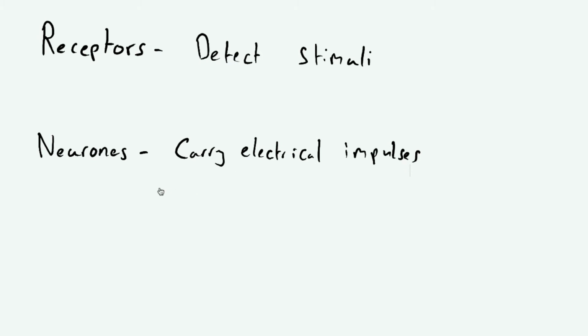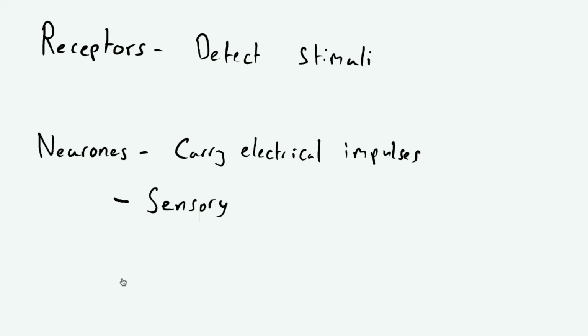Alright, now there are three types of neurons. The first being the sensory neuron, or sensory neurons. The sensory neurons carry an impulse from receptors to your central nervous system. So when you touch something or you see something, etc., the impulse is carried from the receptor to the central nervous system, which we're going to come onto in a second, via sensory neurons.